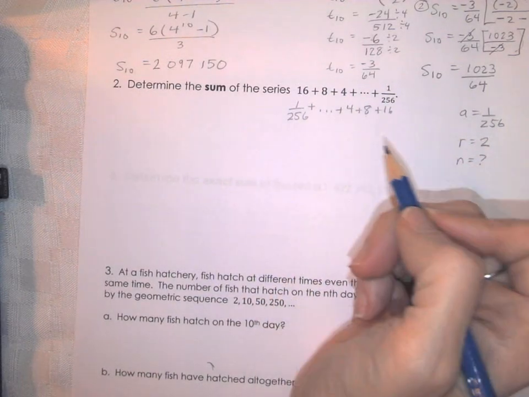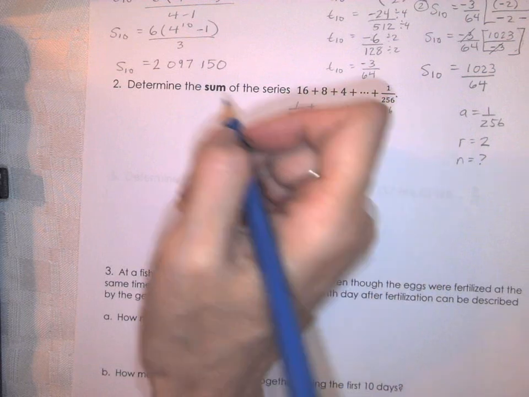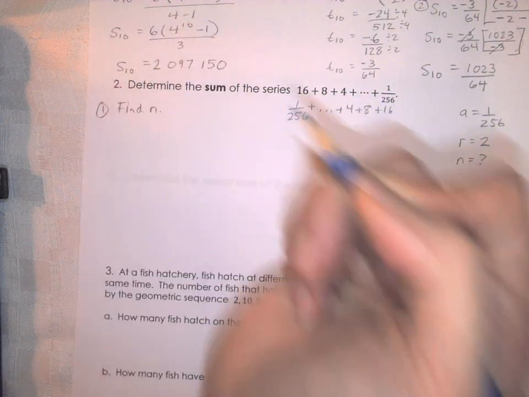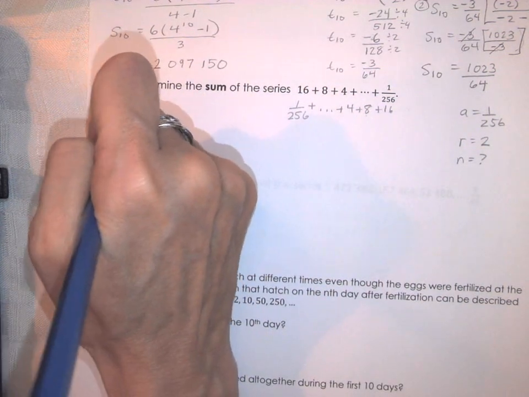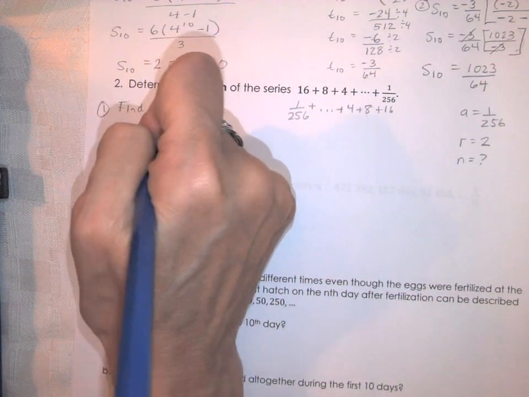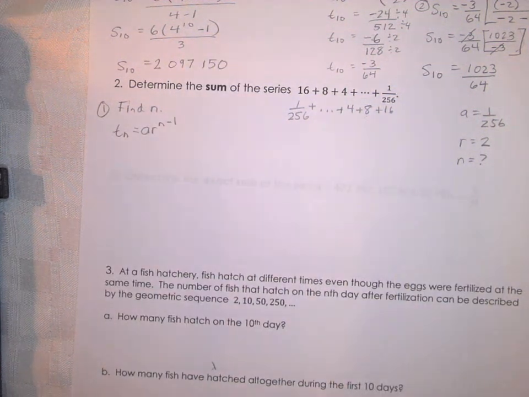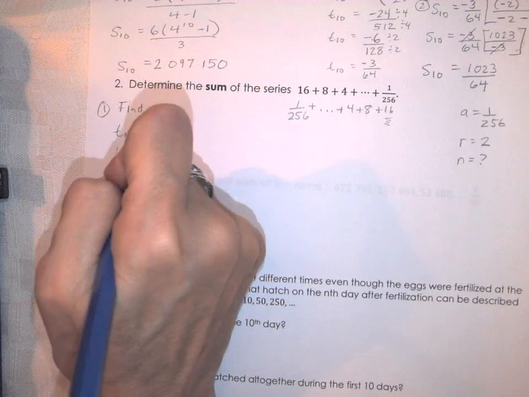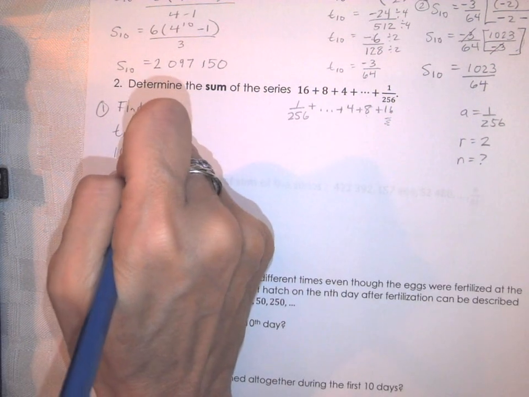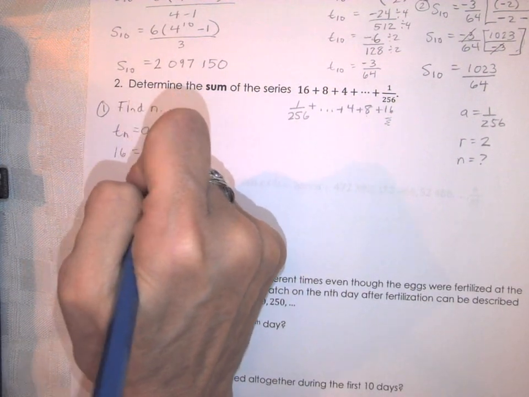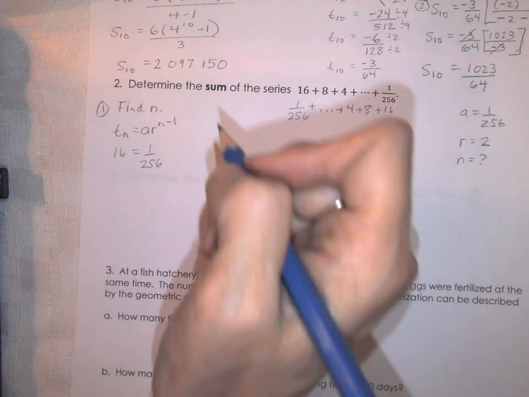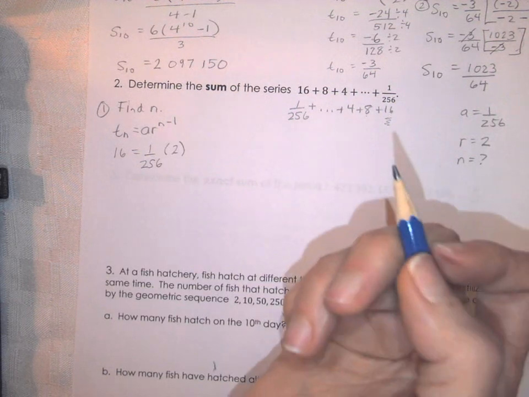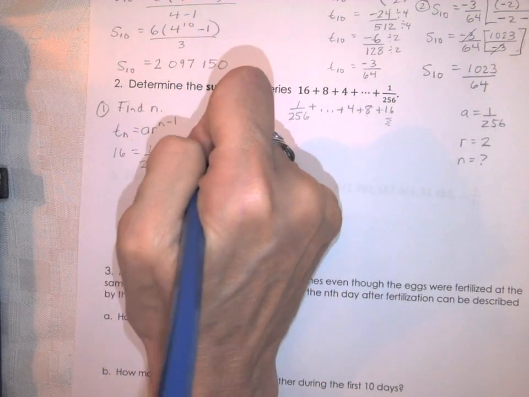So to find n, I go back to my sequence formula. So first we're going to find n here. Step 1, find n. So then I just go back to my geometric sequence formula. And I know that the nth term in the sequence is going to be 16 if the first term in the corresponding sequence is 1 over 256. And then I know r, the way I've turned my sequence around, is 2 to the n minus 1, and n is what I'm interested in finding.